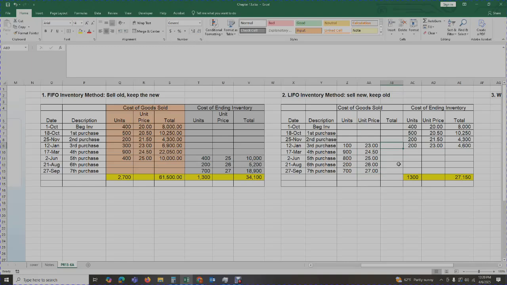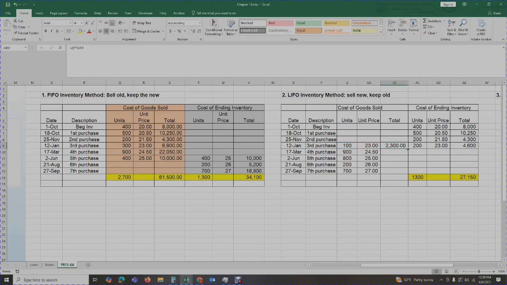So now I'm going to get the total. I'm going to multiply the units times the unit price. And that gives me those dollar amounts. Now I'm going to tally up the total.